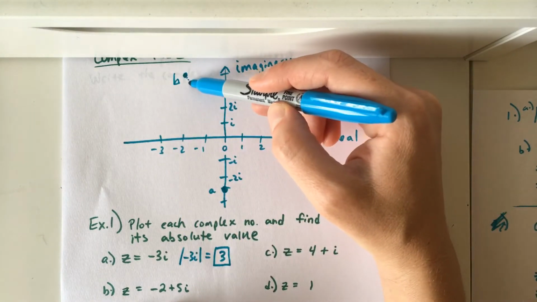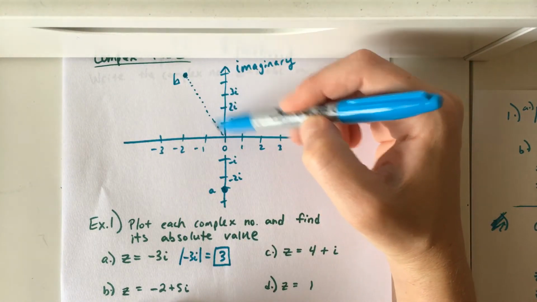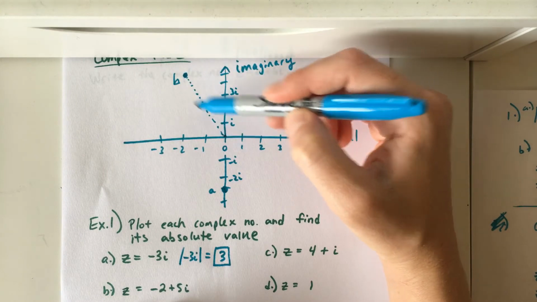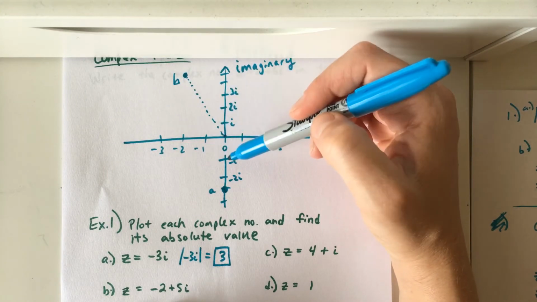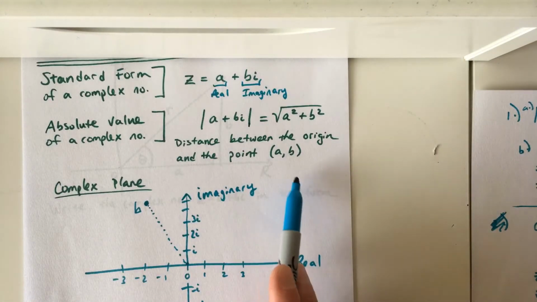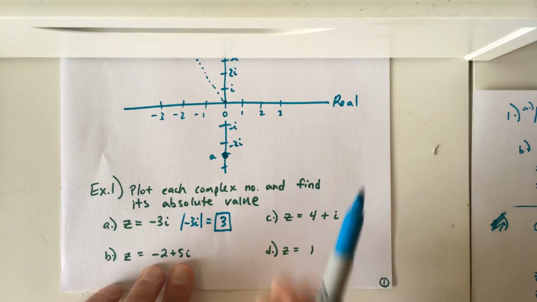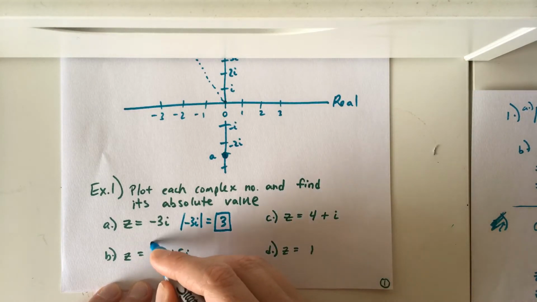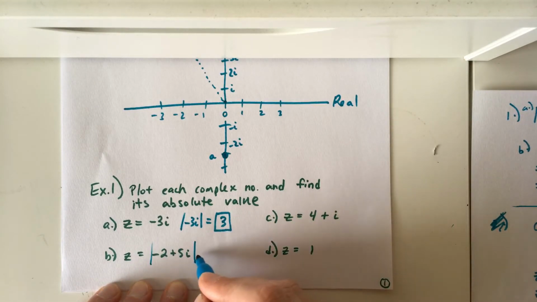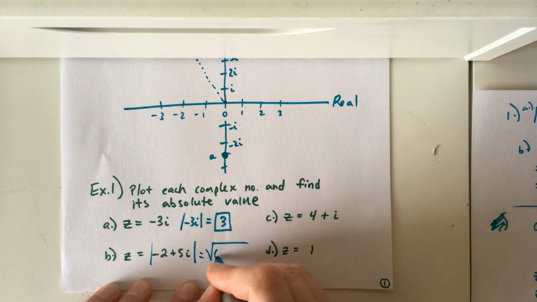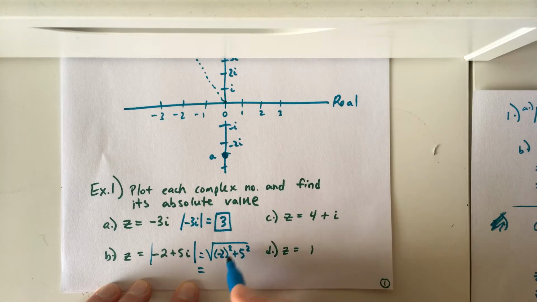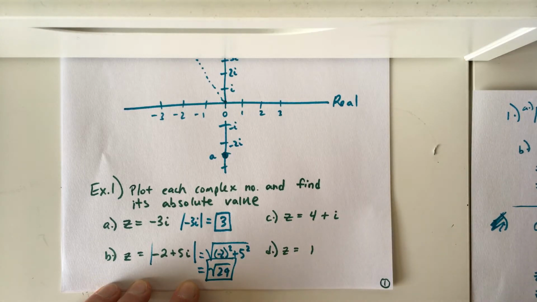And then if we think about what that distance is going to be from point B to the origin, we can use the idea of the Pythagorean theorem, or this formula right here, the square root of a squared plus b squared, to find that distance. So the absolute value of this number is the square root of a squared plus b squared. Negative 2 squared is 4 and 5 squared is 25, so the square root of 29 is the absolute value.